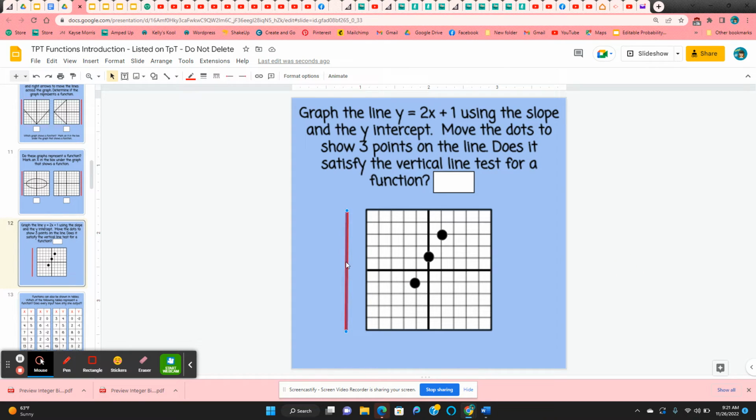So with a vertical line test, it would be a function, because it's never going to cross that line and touch in more than one place.